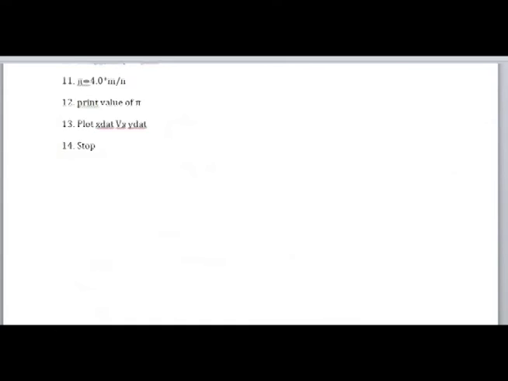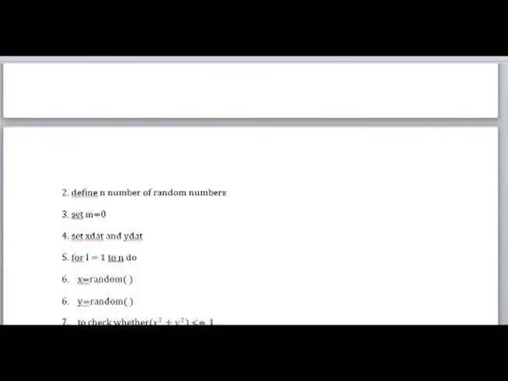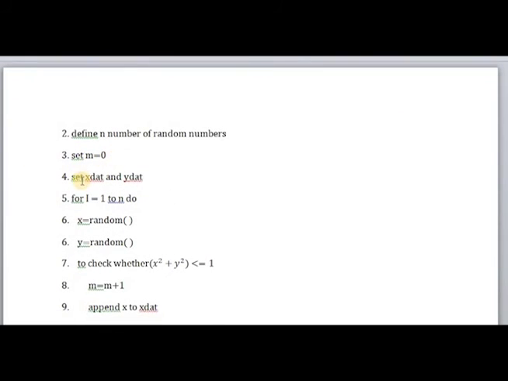And here I'll look at the algorithm once more. It is start, then define the number of throws, that is the number of random numbers. Then I'll set m is equal to 0. Then I'll initialize, rather than using set, I'll use initialize x is equal to 0. Similarly, I can write initialize x dot and y dot, for i is equal to 1 to n do.